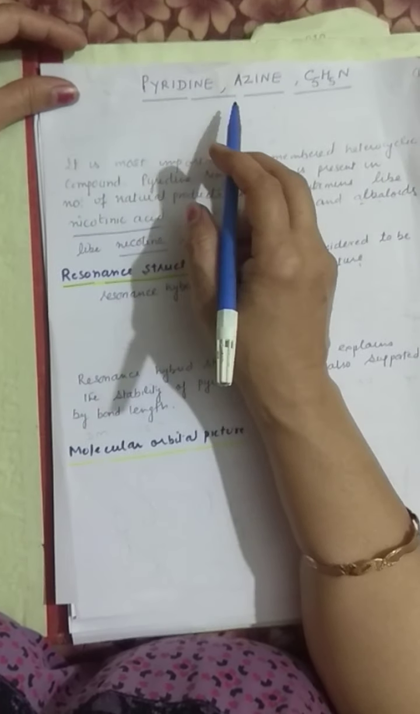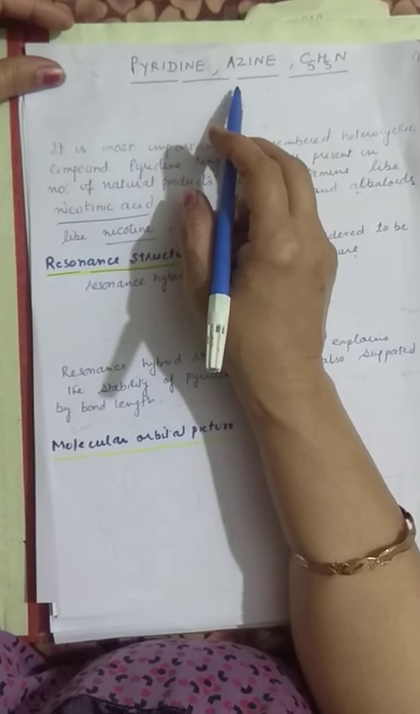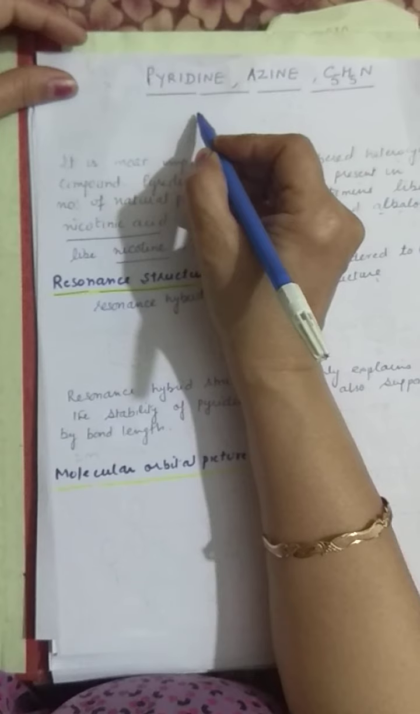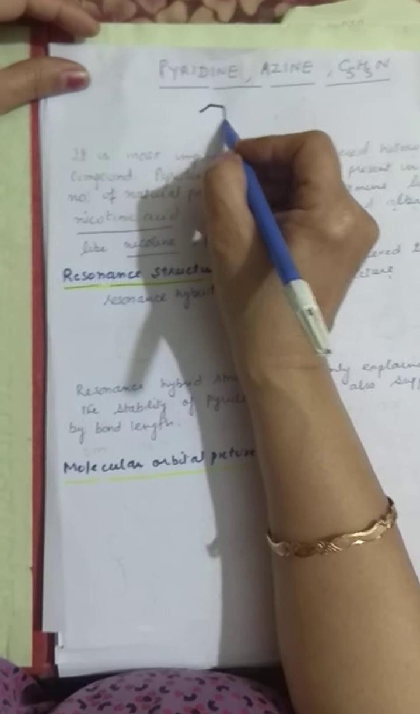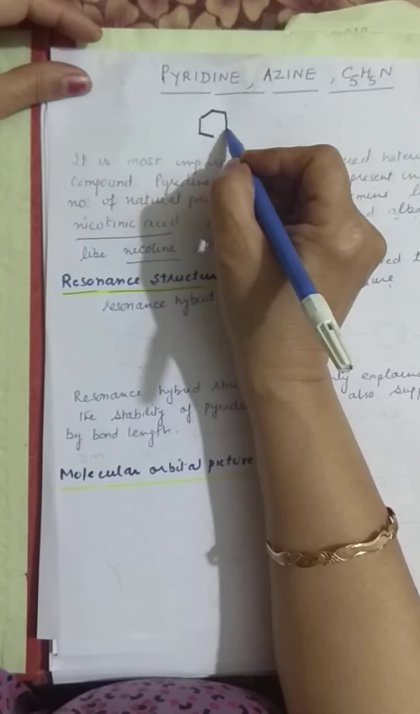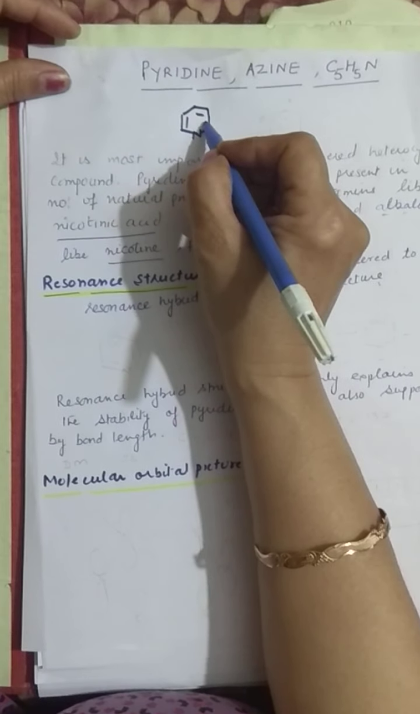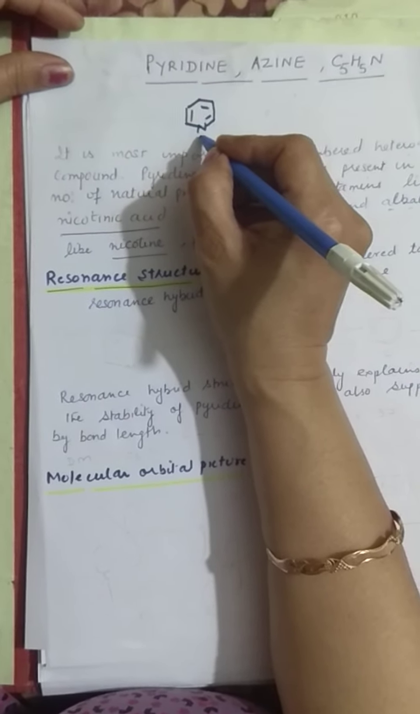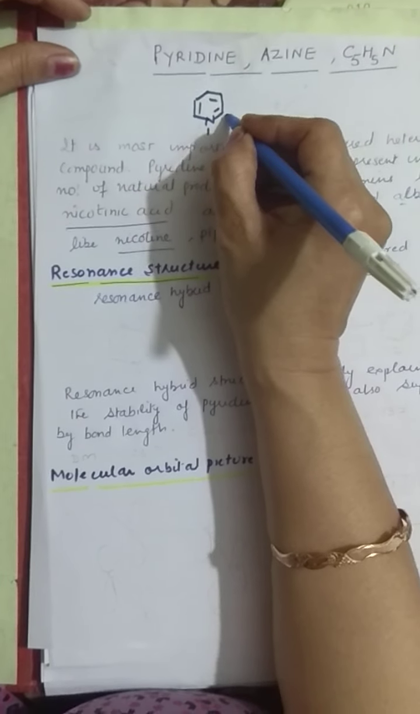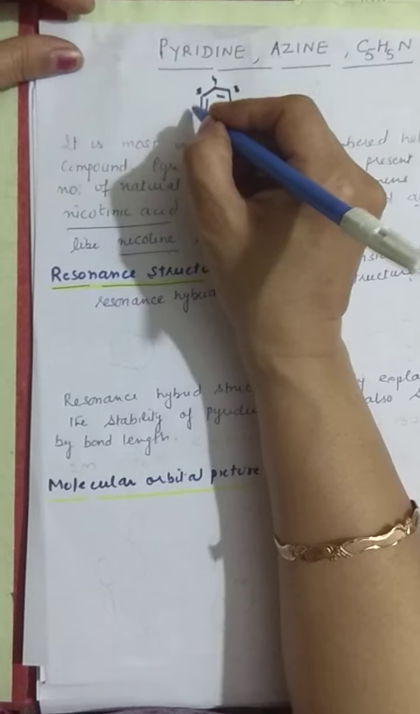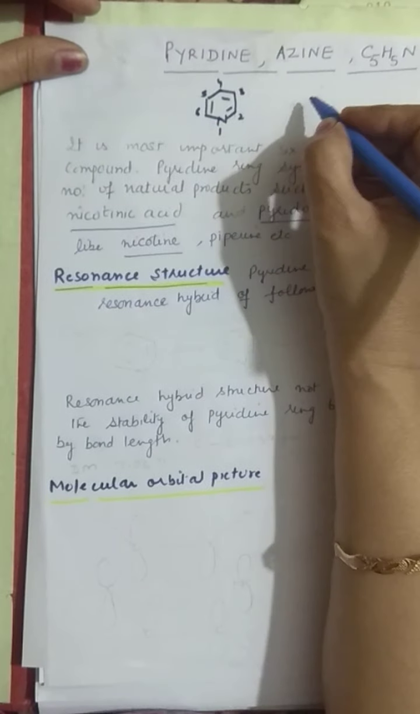Pyridine. It is also called azine. The molecular formula is C5H5N and it is represented by this structure, and numbering is done from nitrogen: 1, 2, 3, 4, 5 and 6.